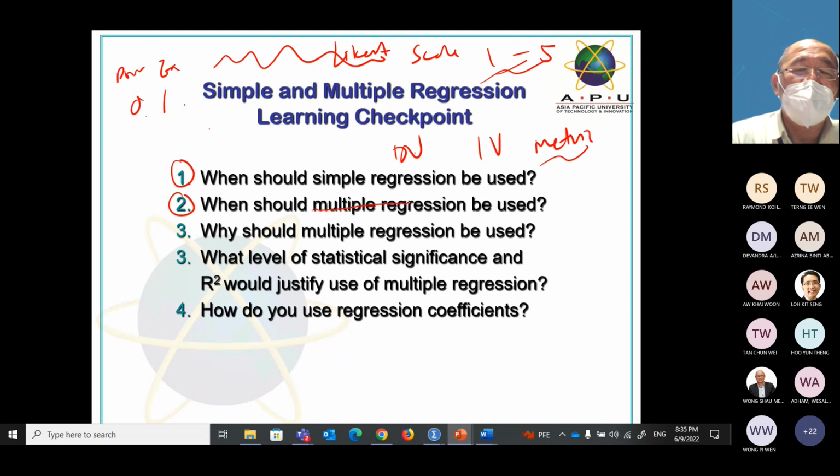Multiple linear regression is the same thing, but with a minimum of 2 independent variables. And the dependent and independent variables must both be metric variables. Why? Because of cause and effect. We know in real life there are many factors that can affect one factor.